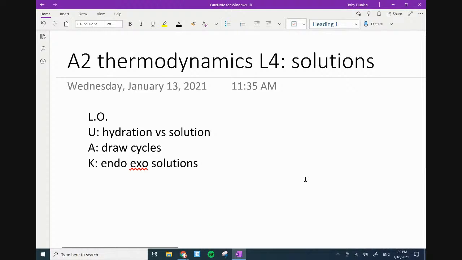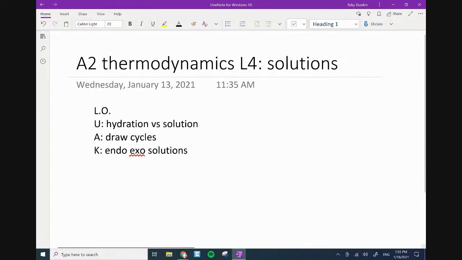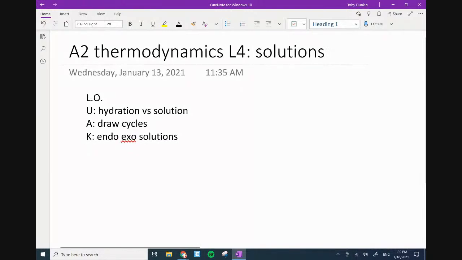Okay, so 3 learning objectives: understand hydration versus solution, be able to draw cycles, and know endo and exo dissolving processes. Just to know a couple of the examples where you see these. Really, it's about focusing on the endo ones and explaining why the endo ones exist.